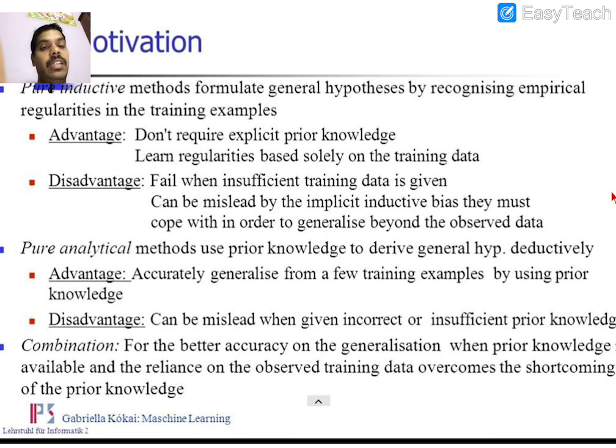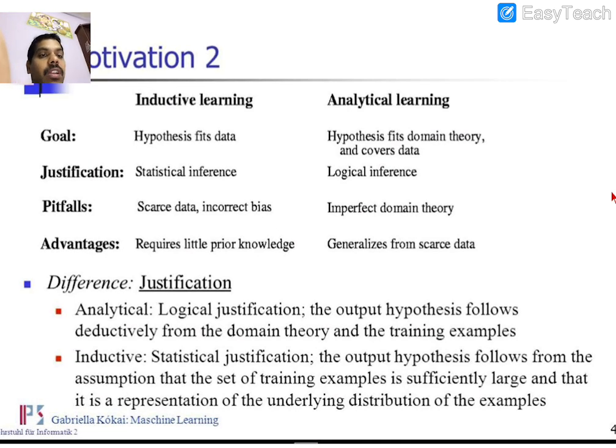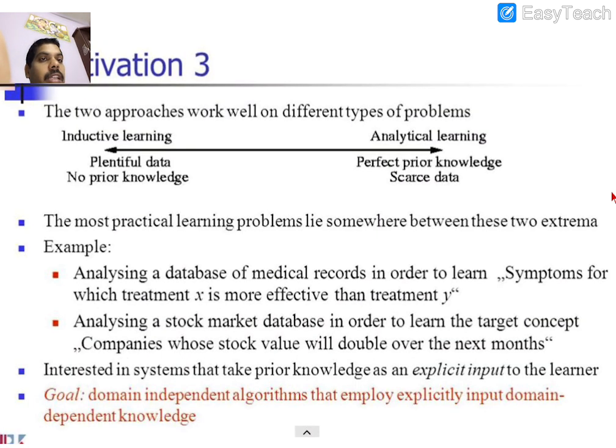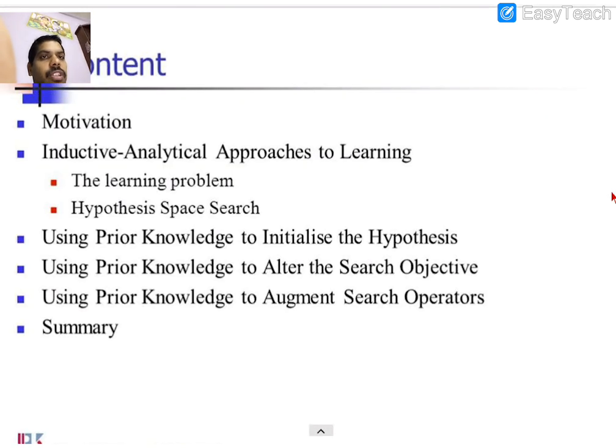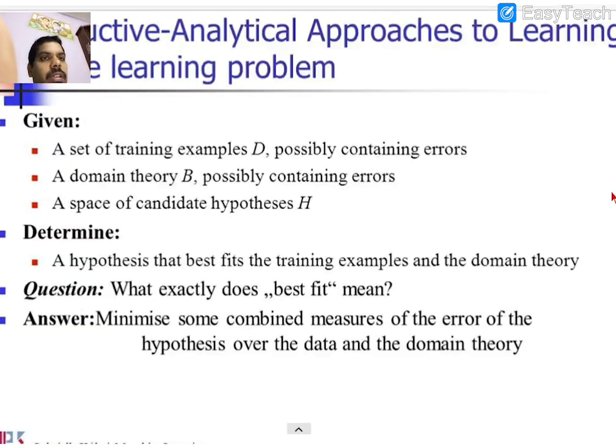what is the reason for combining both inductive learning and analytical learning? What are the advantages, what are the disadvantages, how can we combine them to get better accuracy and to define generalized statements using prior knowledge, and what are the differences between inductive learning and analytical learning? And here, what are the two approaches which are going to be placed to define the hypothesis space? These are all the things which are related to motivation.